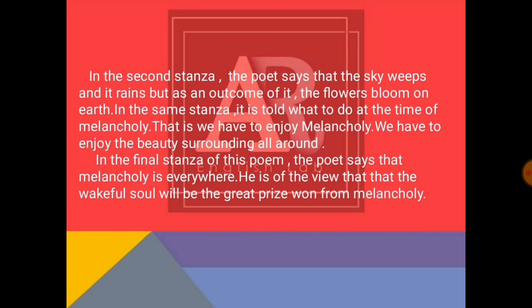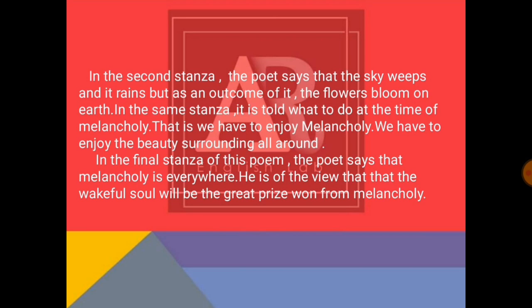In the 2nd stanza, the poet says that the sky weeps and it rains, but as an outcome of it, the flowers bloom on earth. In the same stanza, it is told what to do at the time of melancholy. That is, we have to enjoy melancholy. We have to enjoy the beauty surrounding all around.